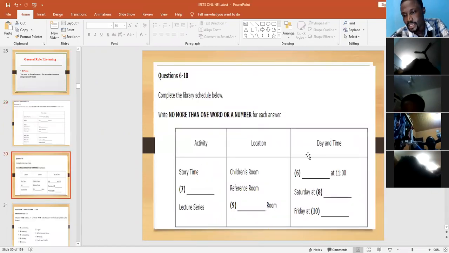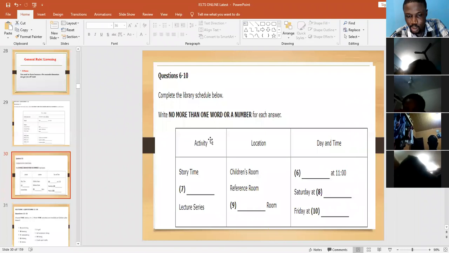Okay, this is the next section. You also have 30 seconds to decode this question, but now look at it. It says write no more than one word or a number. In this place, you can't write more than one word. It didn't say and a number. It's either a word or a number.